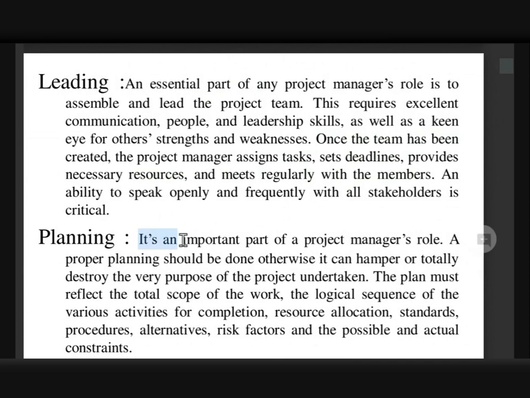Next, an important part of a project manager's role is proper planning. Because if we don't have proper planning, we will not be able to get the result or complete the purpose of the project. The plan should reflect the total scope of the work, not only our daily work but the whole scope of the project. The project manager has to understand the logical sequence of the various activities for completion, and the resource allocation. Similarly, standard procedures, as well as risk factors related to the project, should all be considered by the project manager.